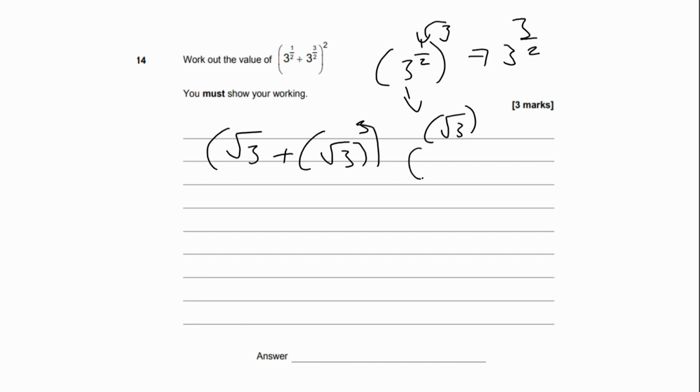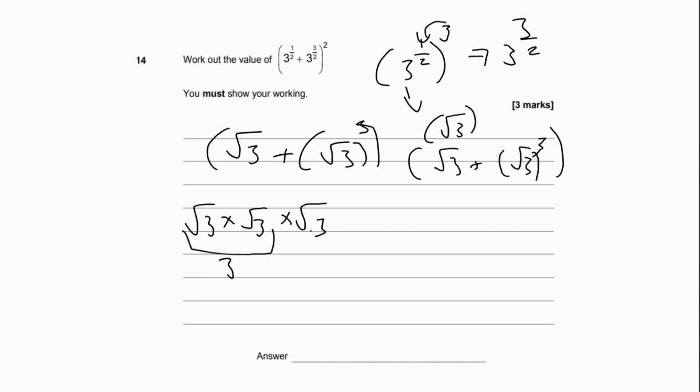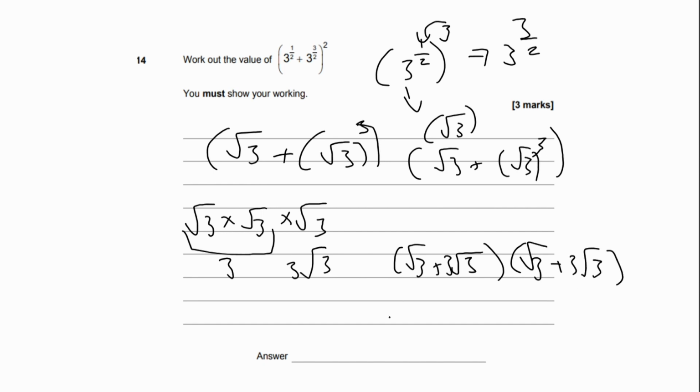Okay. And since you have two of them, you can have square root of 3 plus square root of 3 cubed here again. Now square root of 3 times square root of 3 times square root of 3: this is just 3, this is just square root of 3. So you're going to have 3 root 3. So you're going to have root 3 plus 3 root 3. This is just 4 root 3.